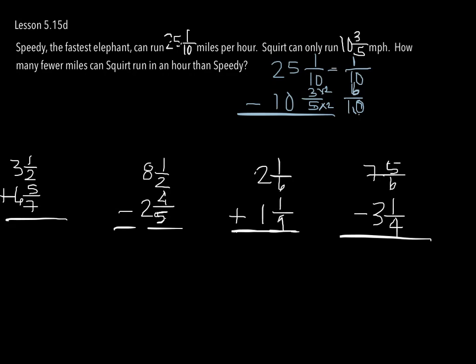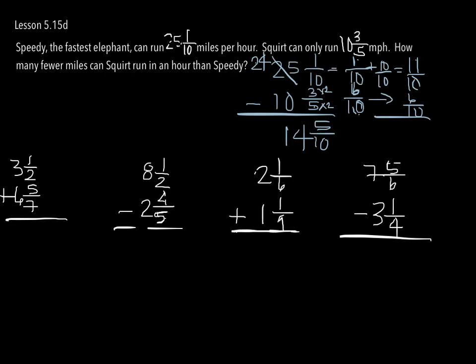We cannot currently do that because our bottom number is greater, so we're going to have to go to our neighbor. 25 is going to become 24, and I'm going to borrow 1 whole, which is going to be 10 tenths, which when we add 1 and 10 together, I'm going to get 11 tenths. And 11 less 6 I can do. 11 less 6 is going to give me 5, and my language is tenths. And 24 less 10 is going to be 14.